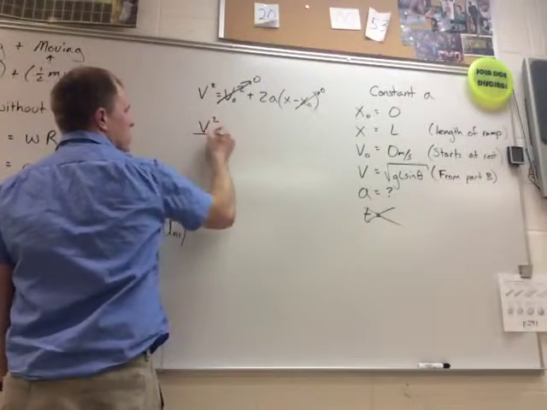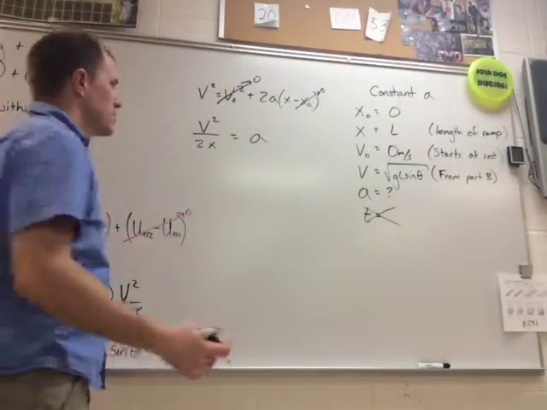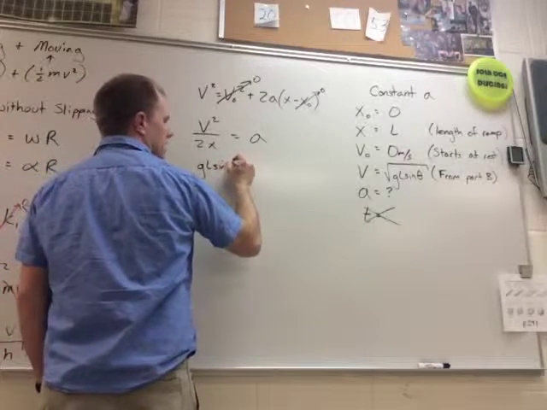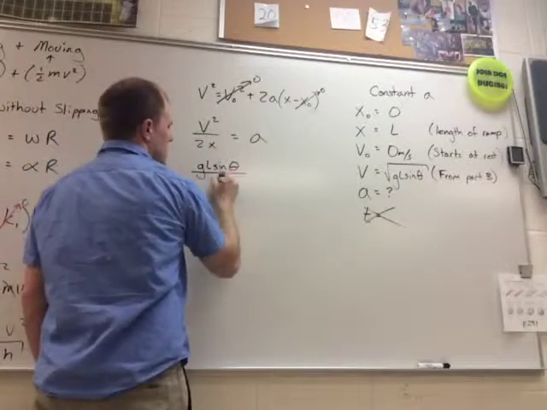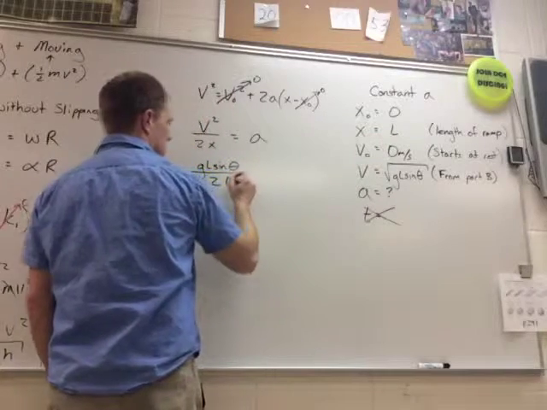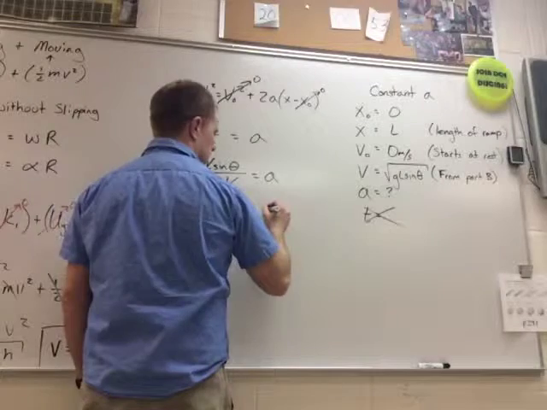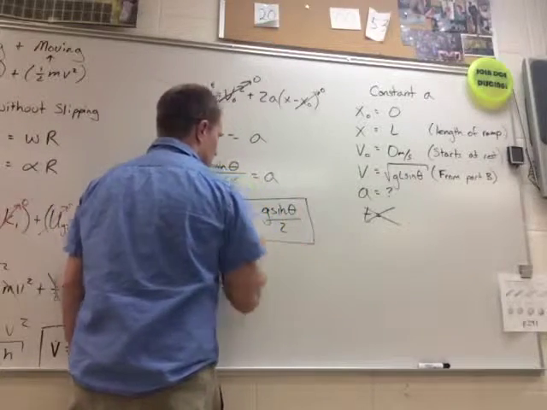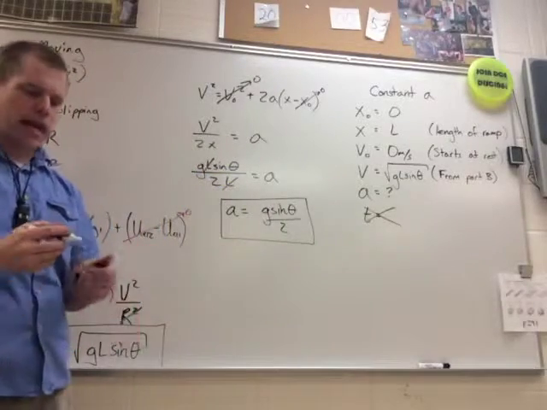And now we're just going to solve for A. So I'm going to have V squared divided by 2X equals A. We'll make some substitutions. So I end up with the square root of GL sine theta, squared, so it's just that, divided by 2 times the length, L. The L's cancel, and my acceleration I'm left with is G sine theta over 2. And so here is your answer for part A. So we did part B first, then part A with this method.